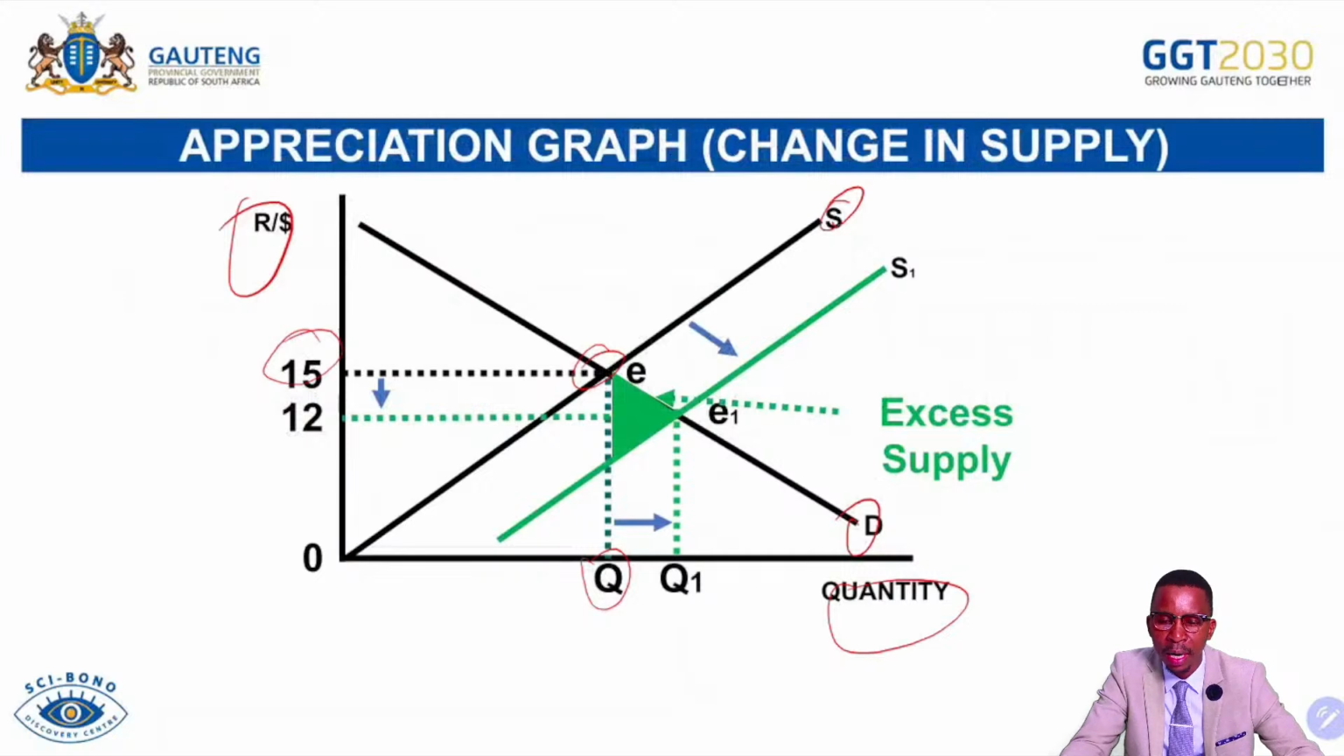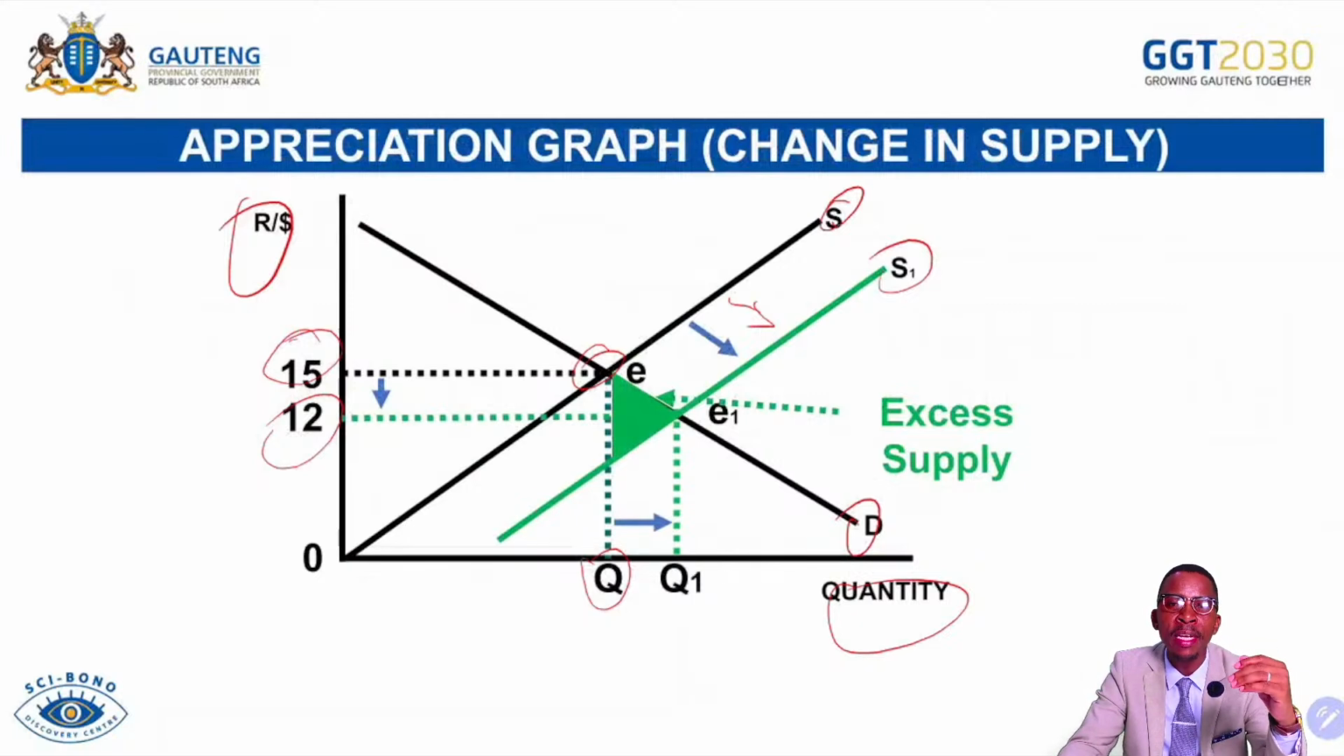And then as our currency appreciates, what is happening? There's a greater supply of South African rands. You can see the excess supply there. The supply moved from S to S1. Then our currency appreciates from 15 to 12. Remember, here we use the indirect approach, not a direct approach.